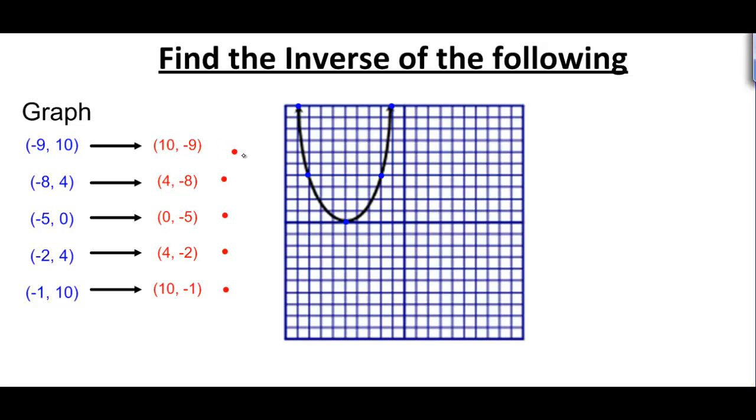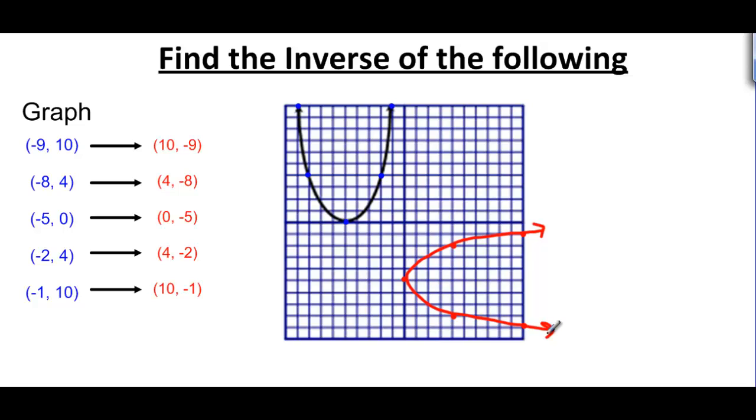And if I do that, I now get (10, -9), (4, -8), (0, -5), (4, -2), and (10, -1). Alright, so if I go through those, now I can actually connect them. So what I'm going to do is connect these points, and I get the same exact shape.